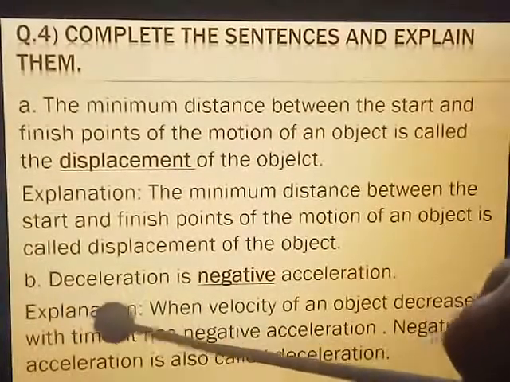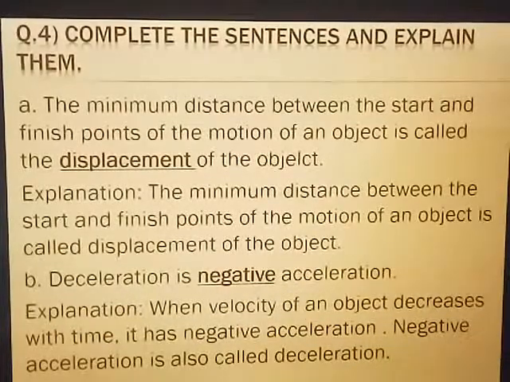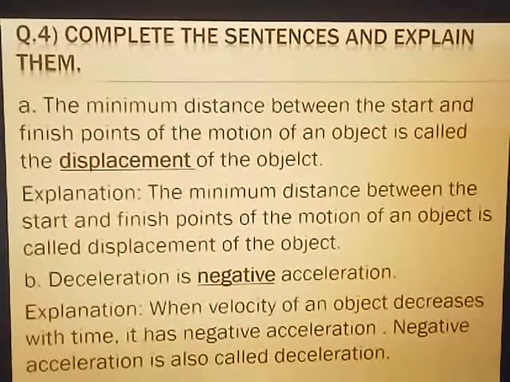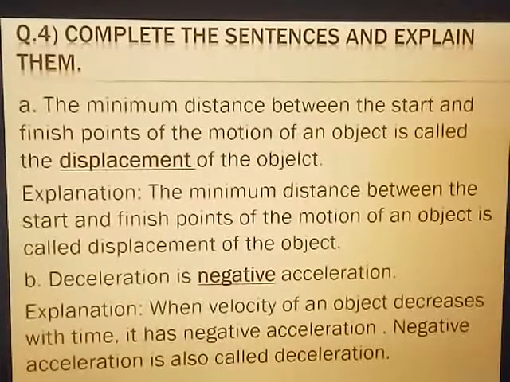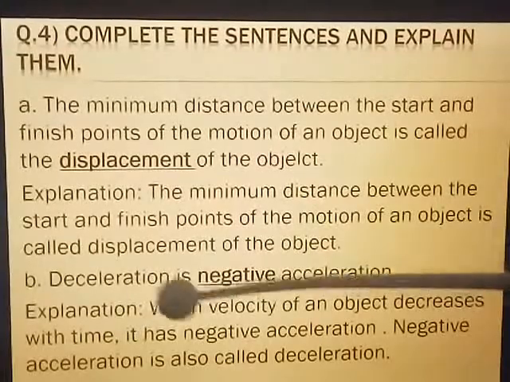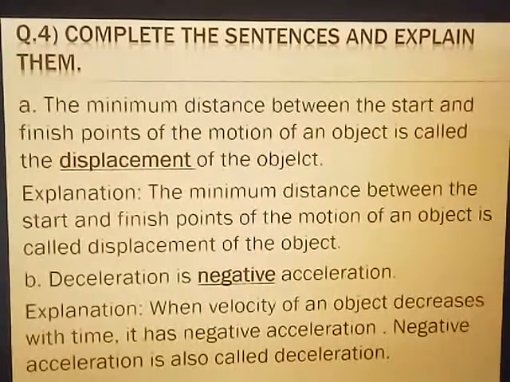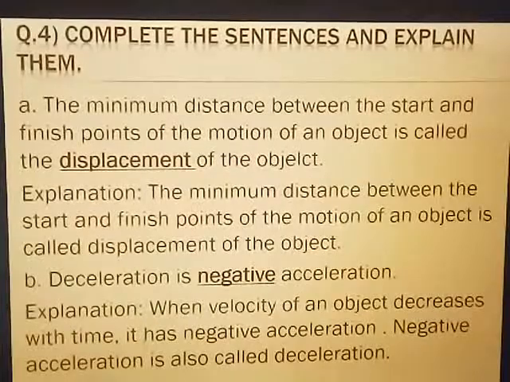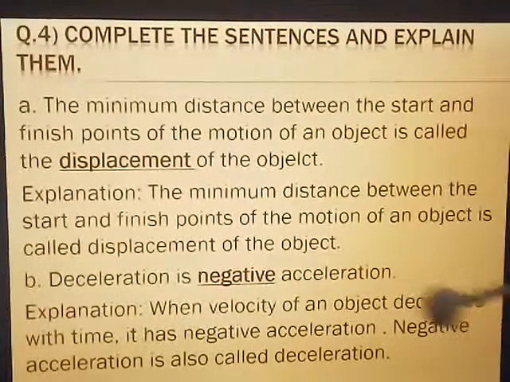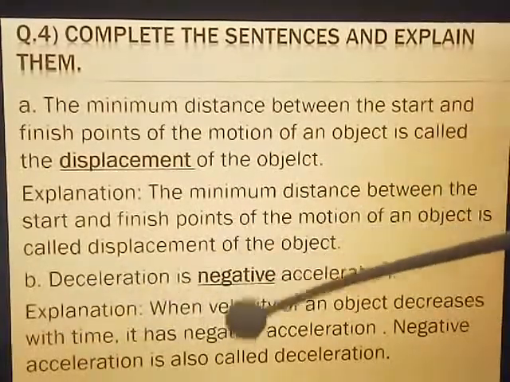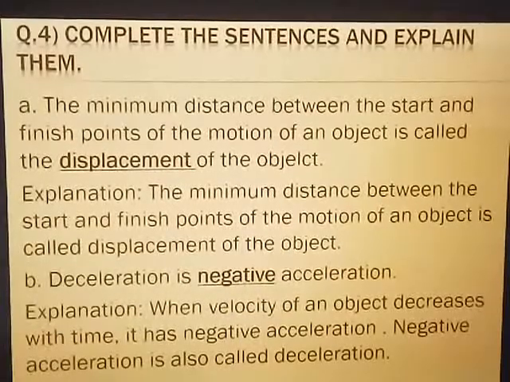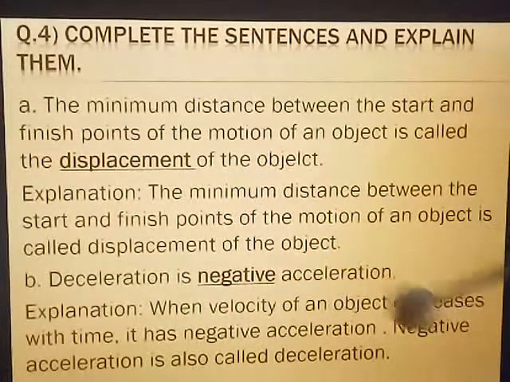Deceleration. Deceleration is dash acceleration. Now you know deceleration means when the velocity of the object decreases, then we say that the acceleration is negative, and negative acceleration you also call deceleration. So deceleration is negative acceleration. What explanation will you give? When velocity of an object decreases with time, it has negative acceleration. You can give that as the first statement.